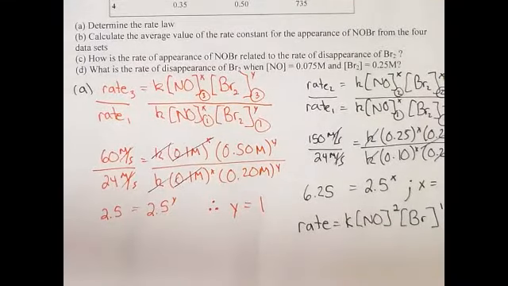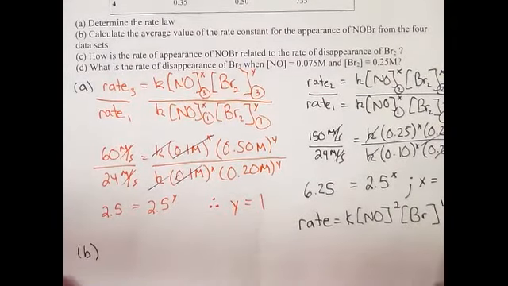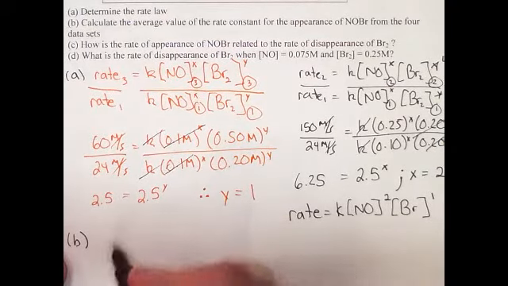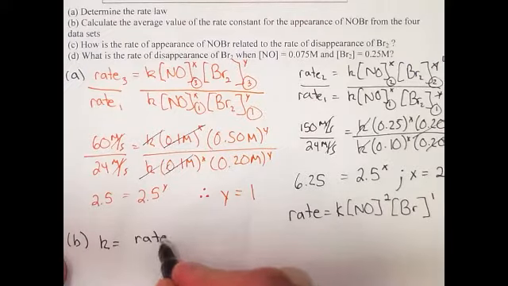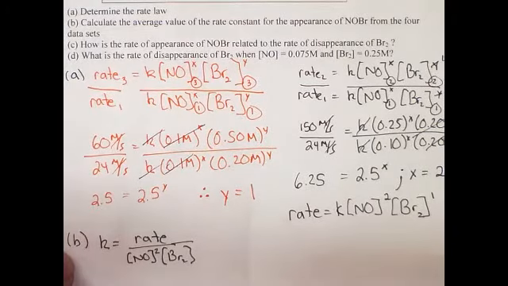So then we look at question B. It says calculate the average rate constant for the appearance of NOBr. So we're just going to take the rate law that we just solved and rearrange it for k. So we get k is equal to rate divided by the concentration of nitrogen monoxide squared, concentration of bromine, like that.